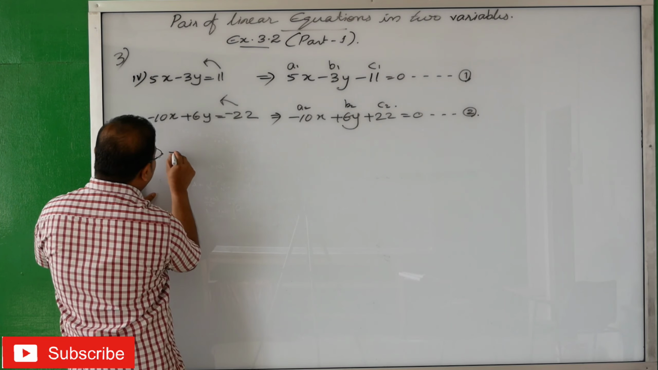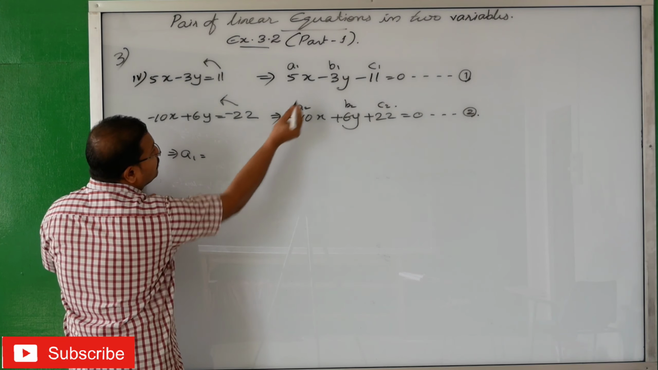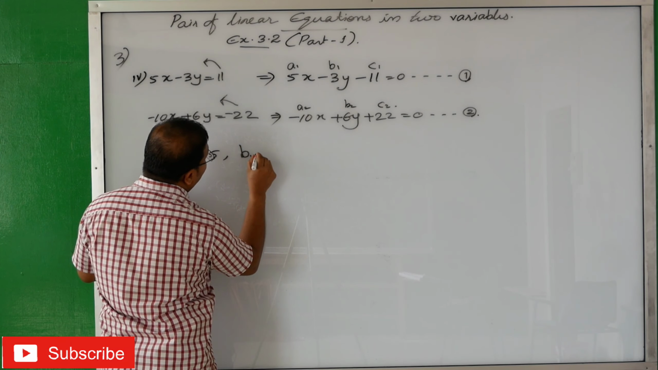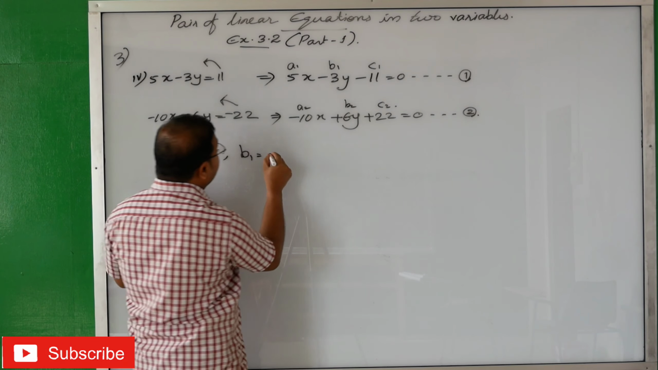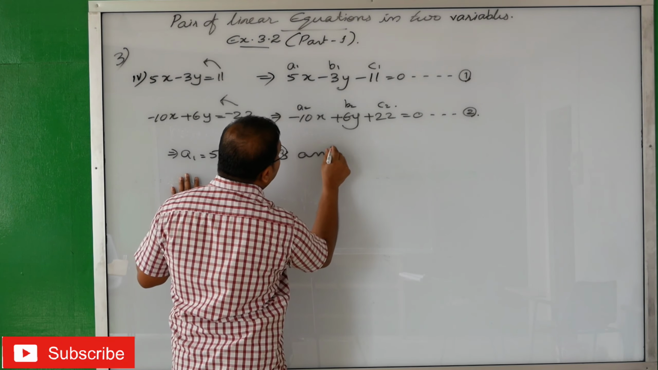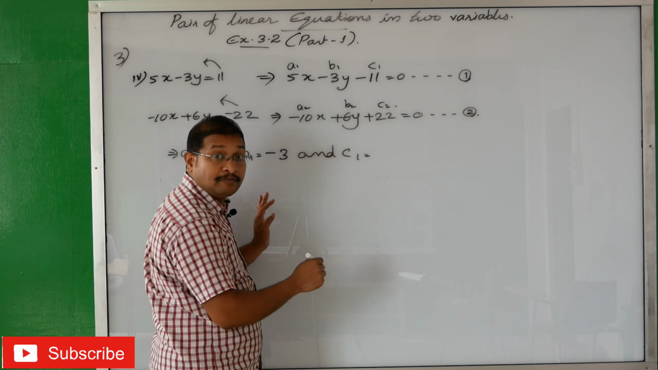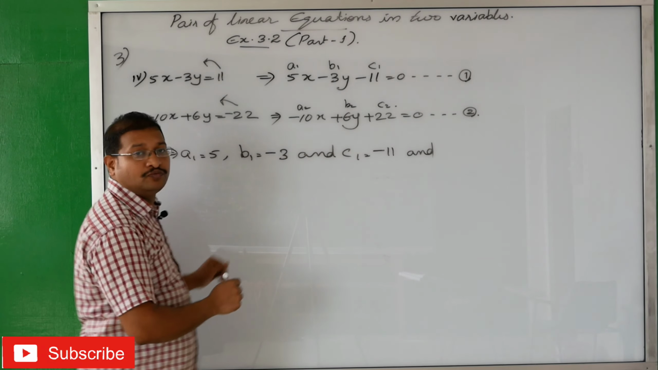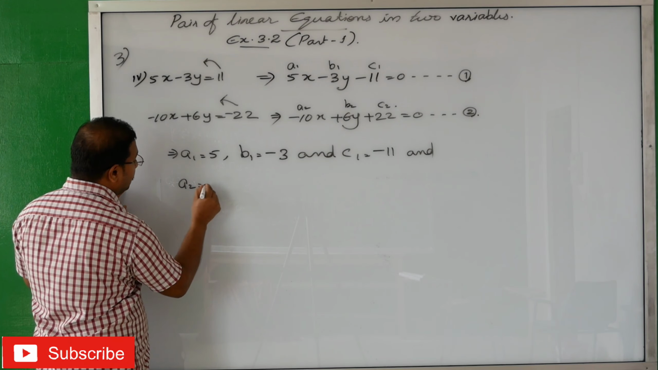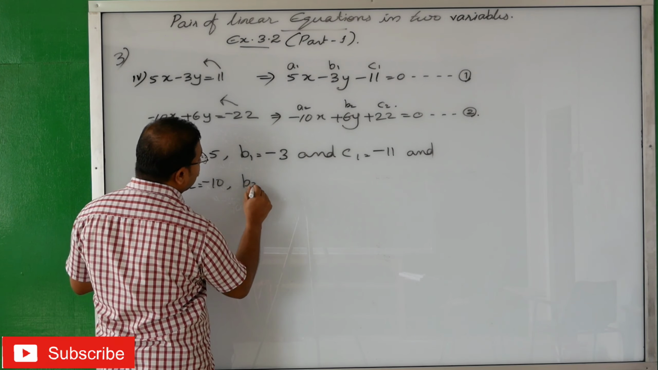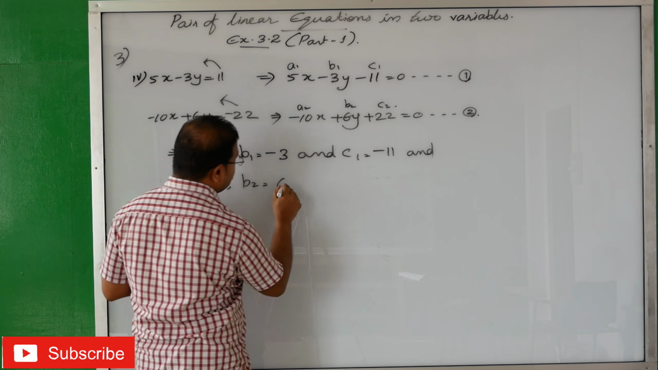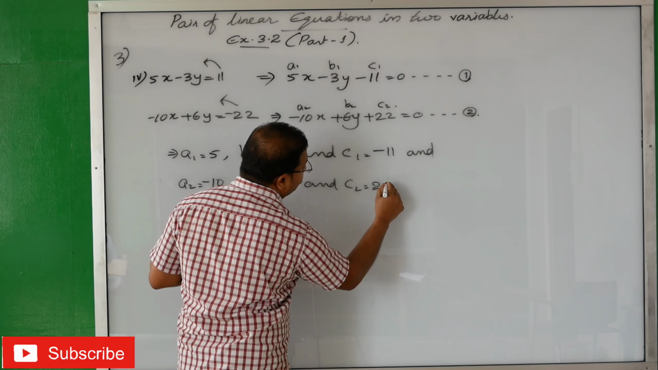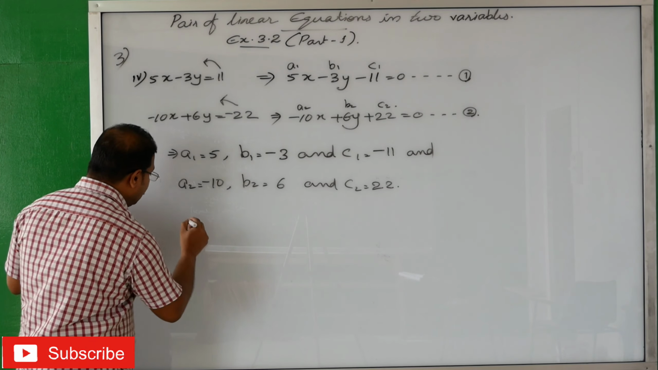This implies, what is the value of A1? Yes, that is 5. And what is the value of B1? B1 is minus 3. And what is the value of C1? C1 is minus 11. And what is the value of A2? A2 is minus 10 and B2 is 6. Of course, C2 is 22.